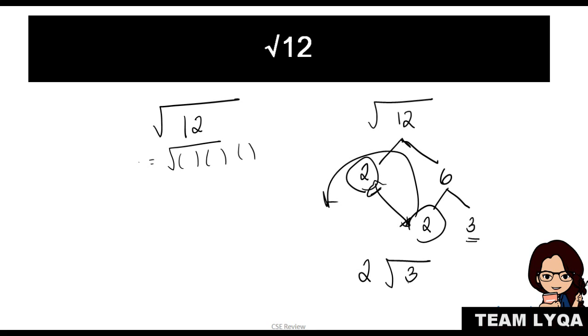So, magiging 2 square root of 3, and that is the answer. Now, paano pag mas malaki yung number? Same thing, okay? The same concept applies. Let's try this out. So, you have square root of 2, 2, 2. Okay? Pwede ba siya sa 2? Yes.